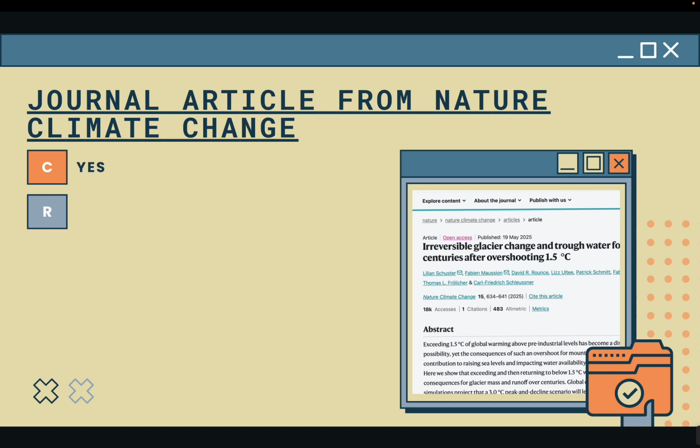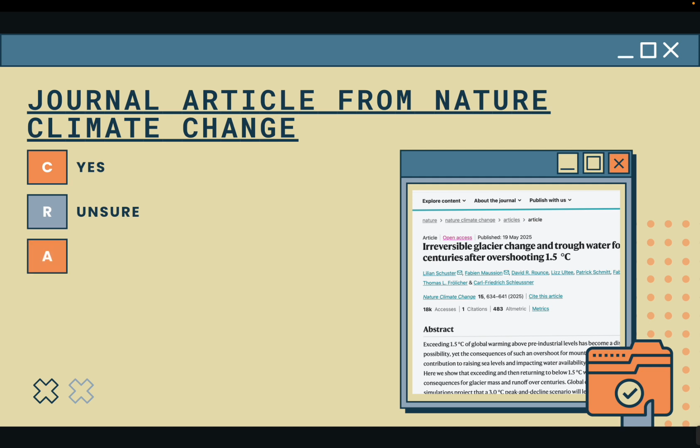Next is relevance. Does it fit our research needs? I'm unsure about whether the irreversible glacier change and waters changing over centuries to 1.5 Celsius is relevant to climate change, since I'm not a climate change scientist, but this did come up when looking up climate change from authorities in our library database. So because of that, it should be relevant.